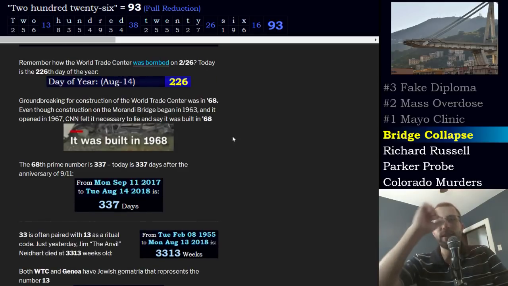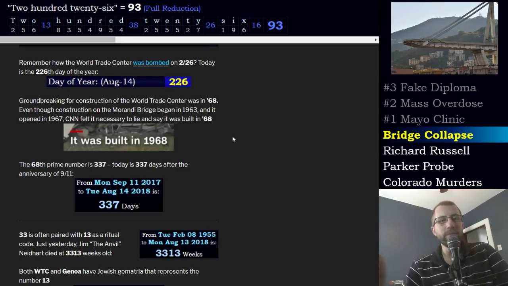And the World Trade Center, right? We had groundbreaking in 1968, the same year that 911 became the emergency dialing code. George W. Bush was graduating, or, skull and bones that year, graduating Yale, whatever. And this Morandi Bridge was built in 1963 and finished in 1967, but CNN told us it was built in 1968. Just a straightforward lie from the media.